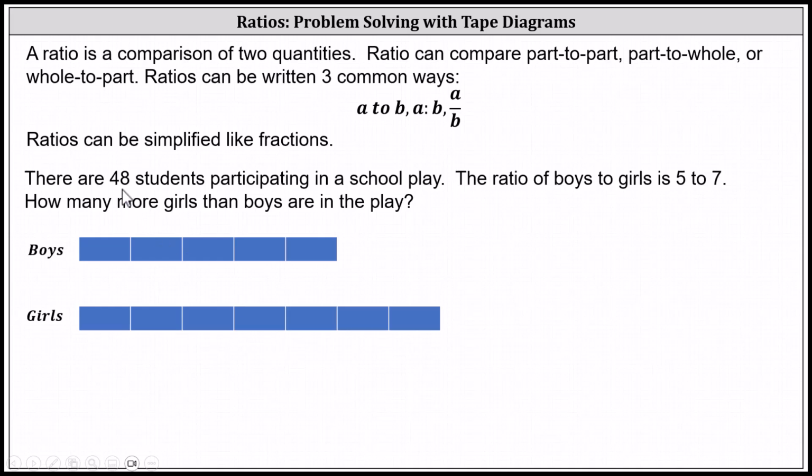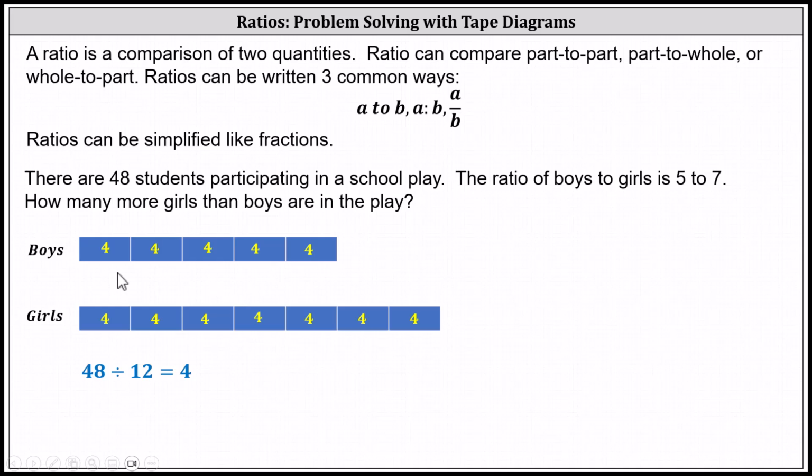So now we take 48 and divide by 12, which is equal to 4, which indicates each of the smaller parts of the tape diagrams represents 4 students. Let's go ahead and label the parts. Next, we'll determine how many boys and girls were in the play, and then we'll answer the question, how many more girls than boys are in the play?